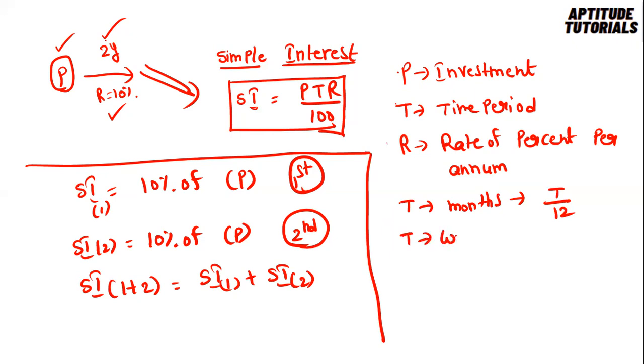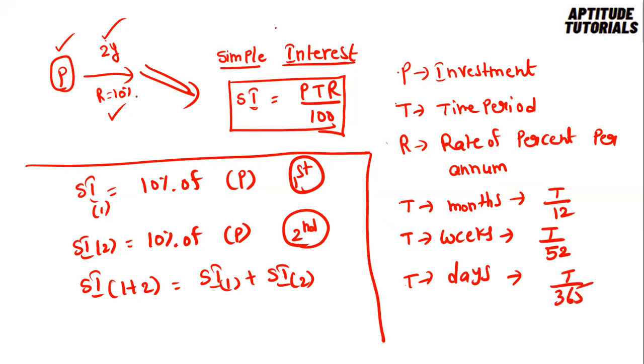And if the time period is given in weeks, you need to write it as T divided by 52 weeks. We know 365 days equal to 52 weeks. Even though it's a leap year, it doesn't matter. You can write T divided by 52 weeks. And if the time period is given in days, T divided by 365.